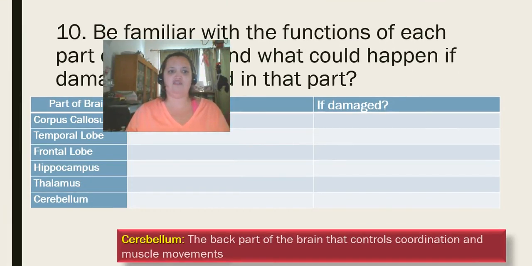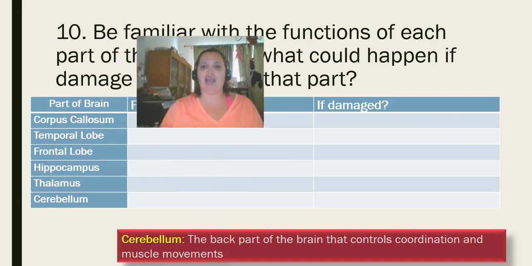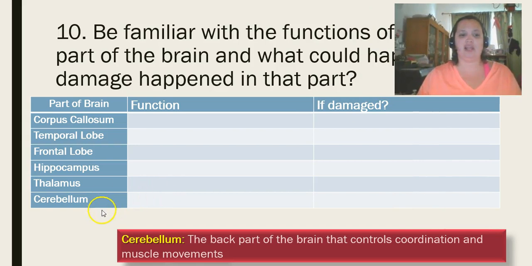All right, the functions and parts of the brain, and what could happen if each one was damaged. I'm going to start here with the cerebellum because that's one we didn't really talk about, but it's a good one to know. This is the back part of the brain that controls your coordination and muscle movements. Raise your hand, wave at me, pat the back of your head. That was your cerebellum at work, helping you with your coordination and your muscle movements. Now, the decision to raise your hand and wave was your frontal lobe, because it controls our personality and it controls voluntary movements.